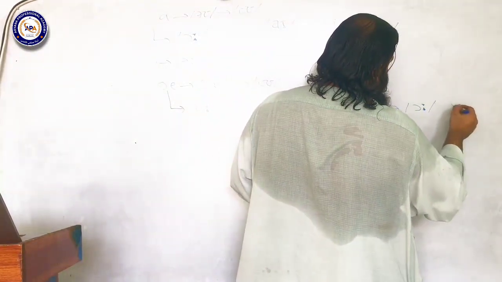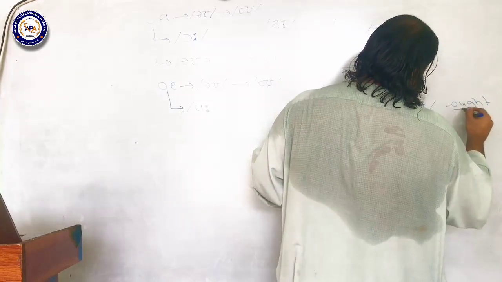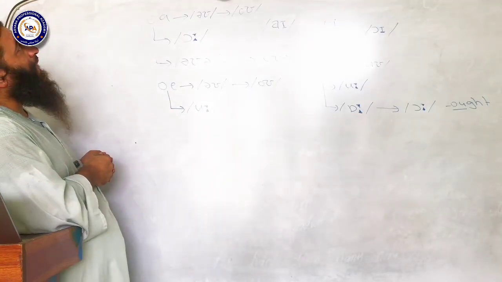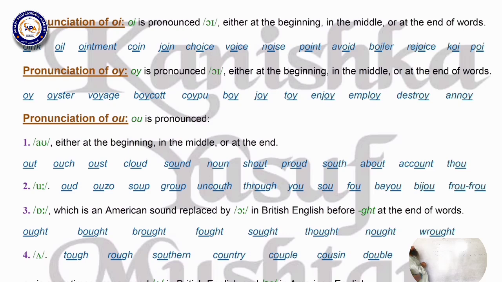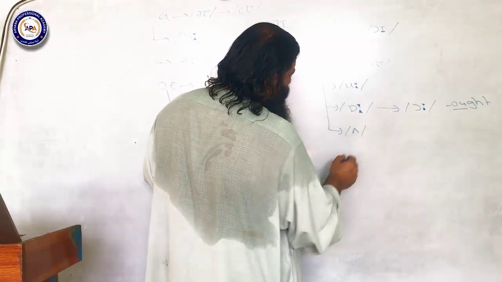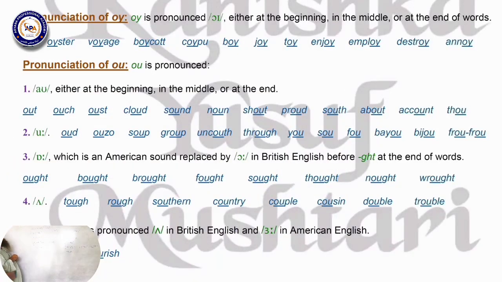And it is when we have OU, GHT at the end of words. In this case, we have these sounds actually. Examples like American ought, bought, brought, thought, not, wrought. British ought, bought, brought, thought, note, and wrote. And number 4, we have a sound. OU can also be pronounced a, equivalent to alif zabar a, like tough, rough, southern, country, couple, cousin, double, and trouble.